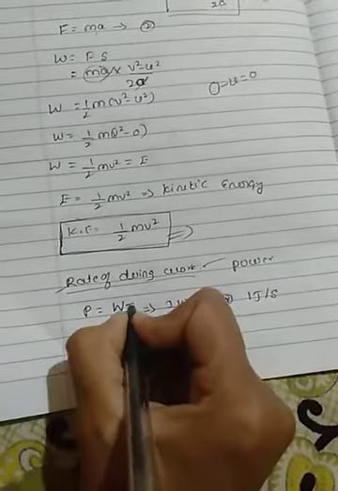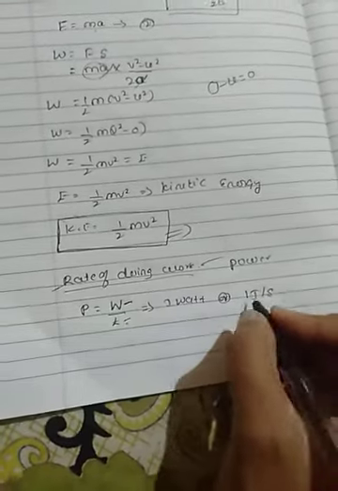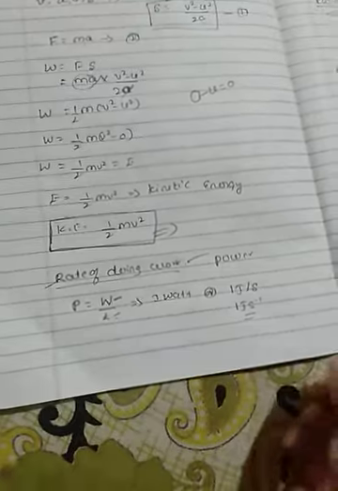Here, work done has the unit joule and time has the unit second. So the unit is 1 joule per second.